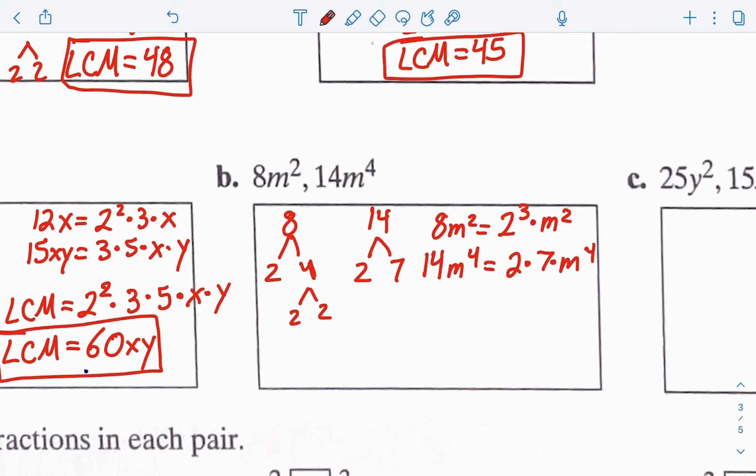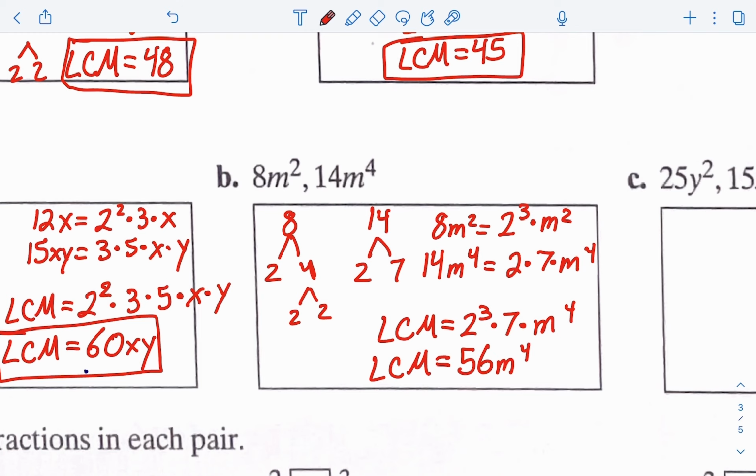So when I'm bringing things down for my LCM, I'm going to need 2's, 7's, and m's. So I'm going to say LCM equals 2 to the third times 7 times m to the fourth. When I actually do that math, 2 times 2 times 2 times 7, I'm going to get 56m to the fourth.